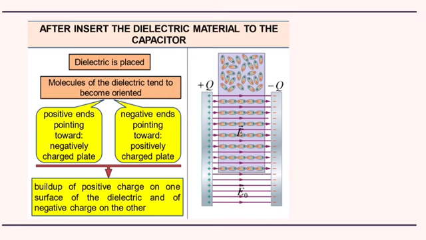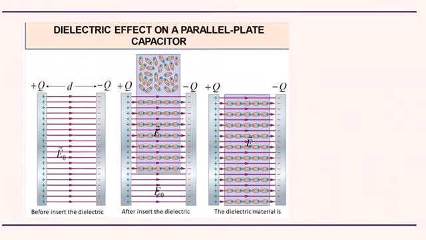After we insert the dielectric material between the two plates, the molecules of the dielectric tend to become oriented. The negative ends point towards the positively charged plate and the positive ends towards the negatively charged plate. It will end up building a positive charge on one surface of the dielectric and a negative charge on the other. This is how the dielectric affects a parallel plate capacitor.